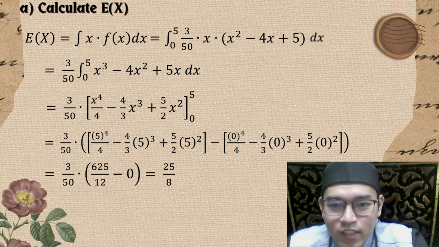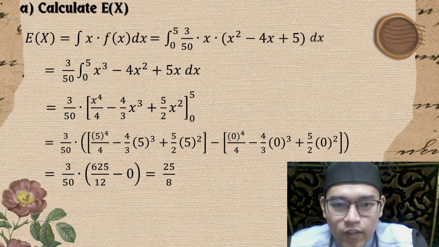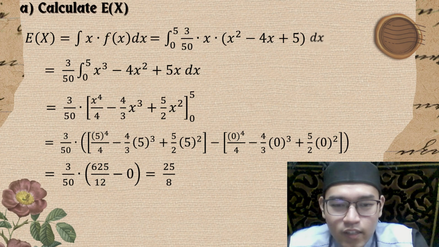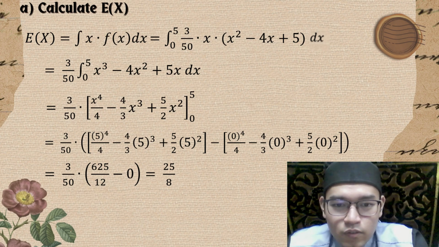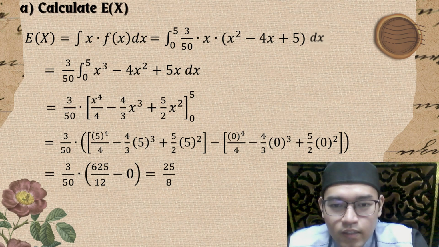After we integrate, we can get 3 over 50 multiplied by x to the power of 4 over 4 minus 4 over 3 x cubed plus 5 over 2 x squared, with the range from 0 to 5. And then we can just execute the integration. Therefore, we can get 25 over 8.